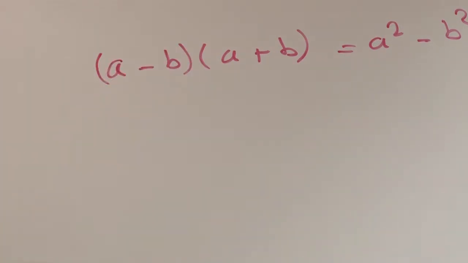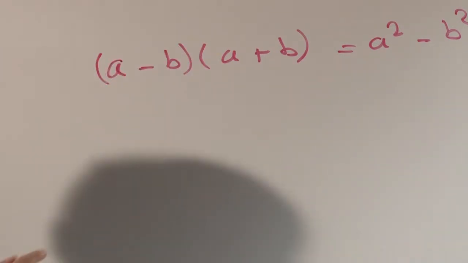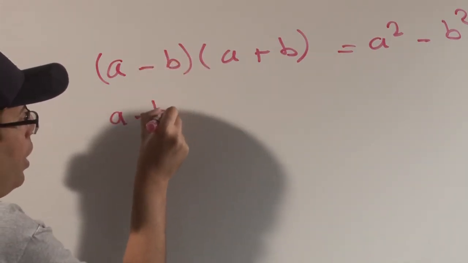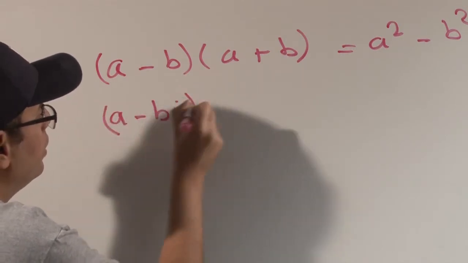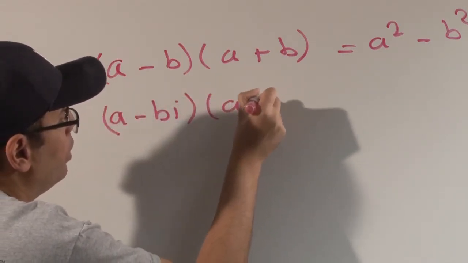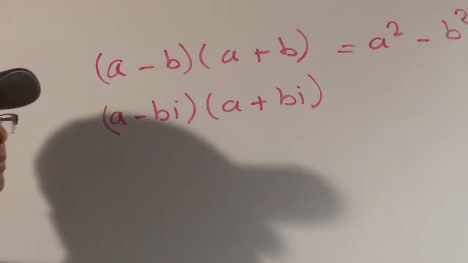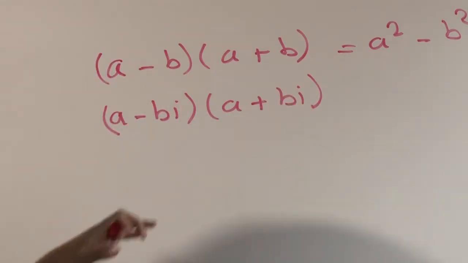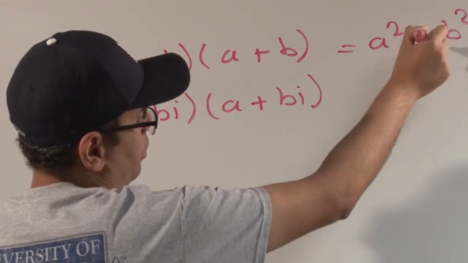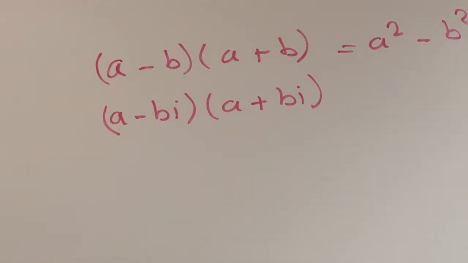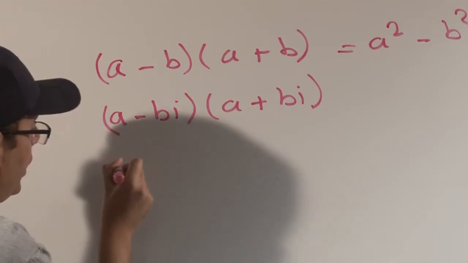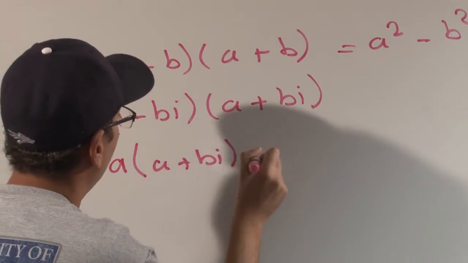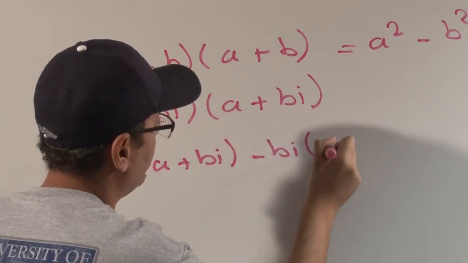But the form of a complex number is different. There is i here. So it's (A minus Bi) times (A plus Bi). Actually, what's going to happen is that it's going to be a plus. Let's prove that. Distribute: A times (A plus Bi) minus Bi times (A plus Bi).